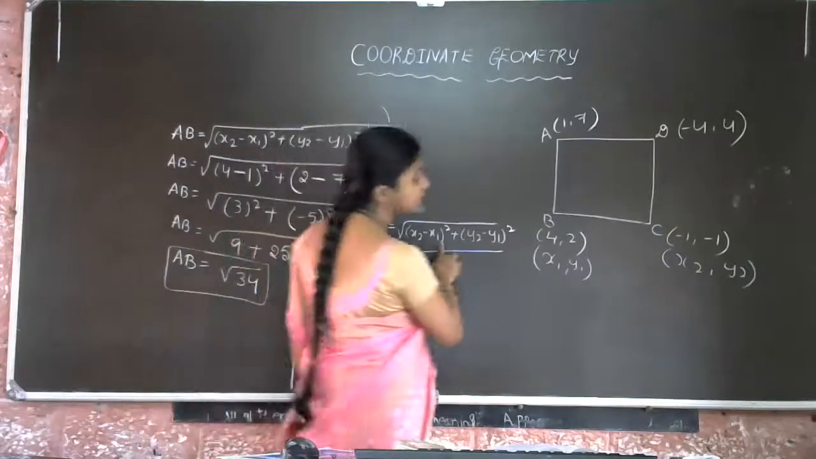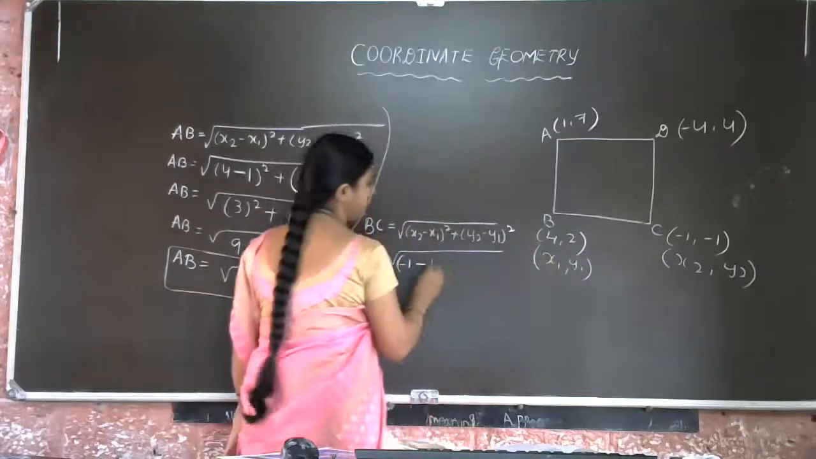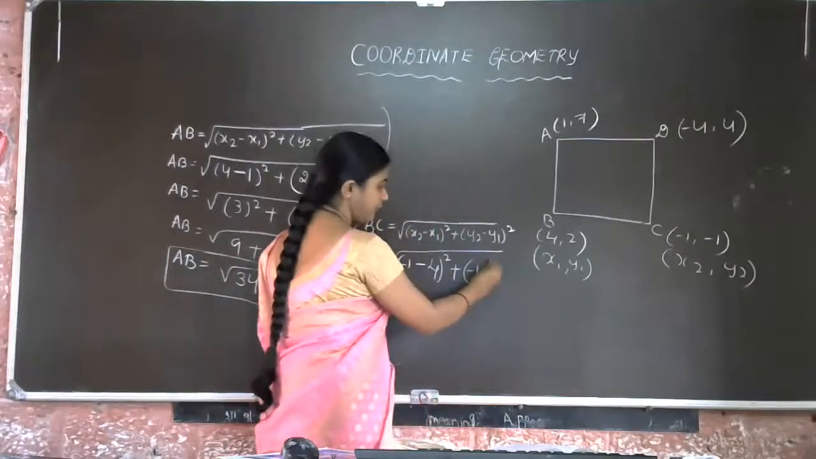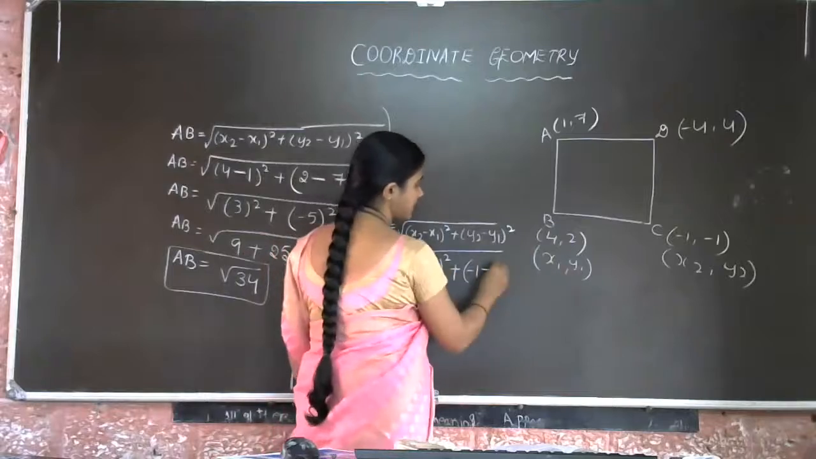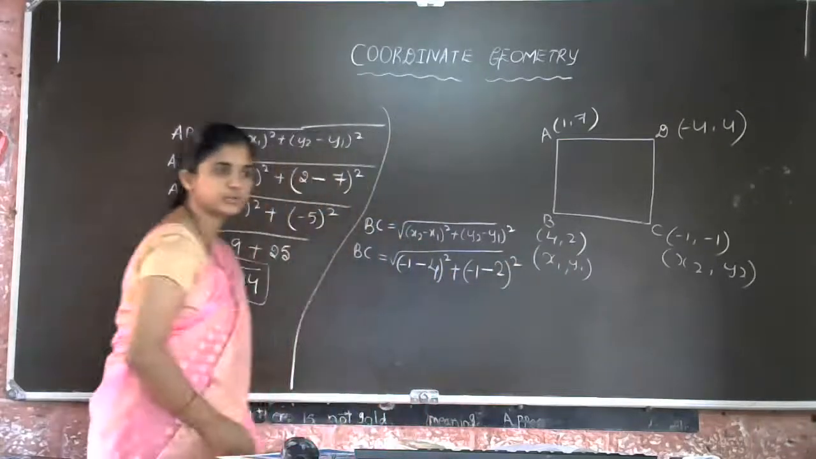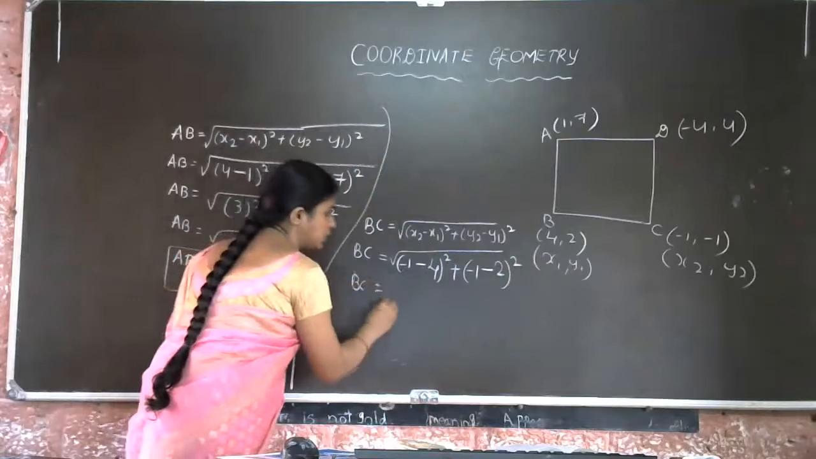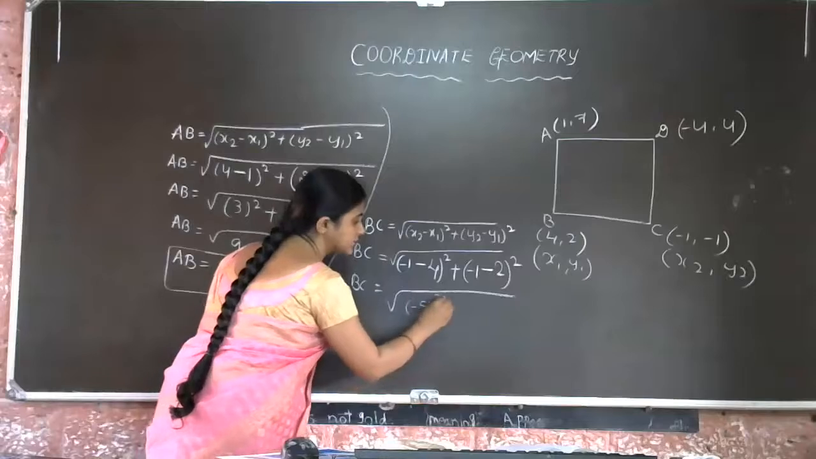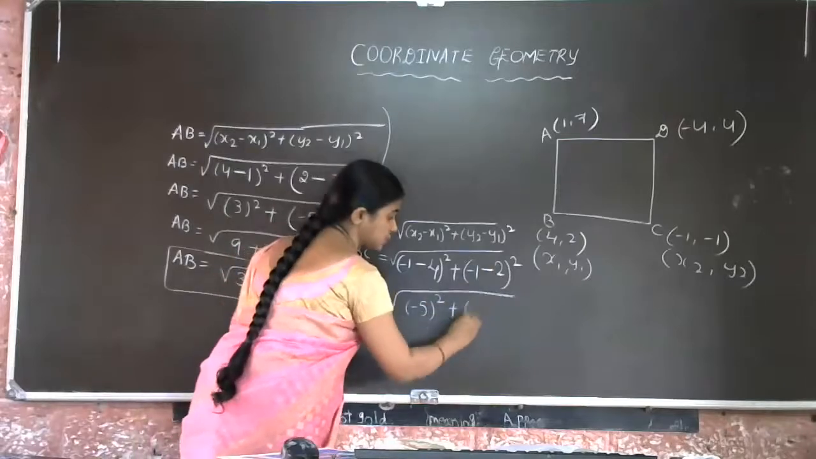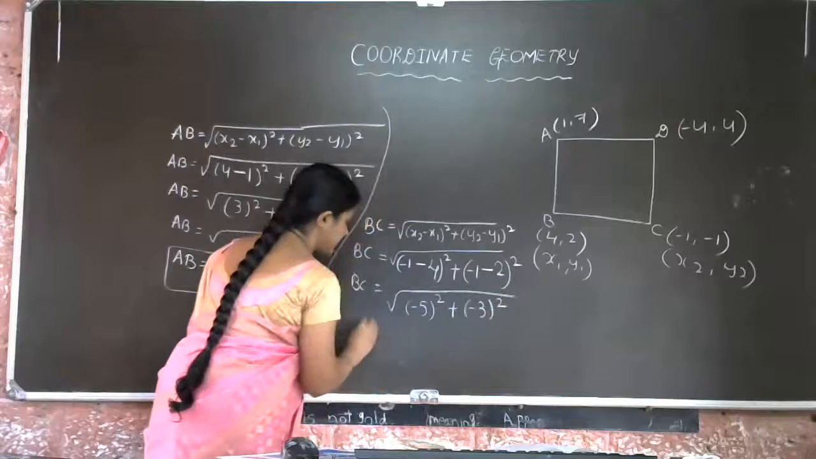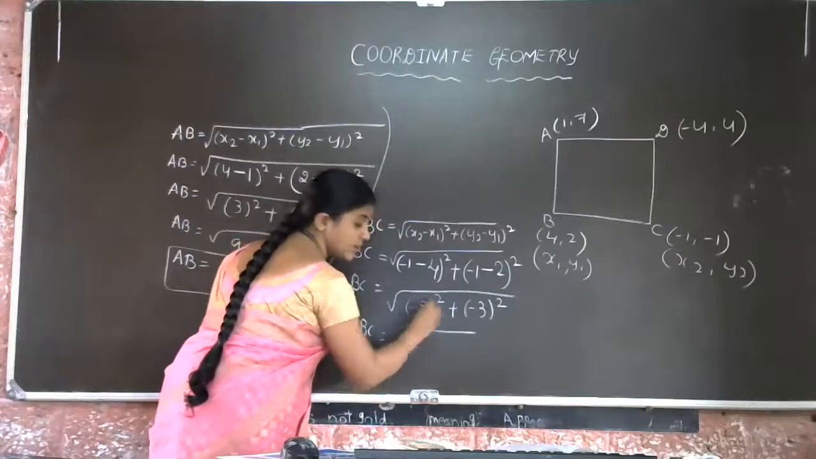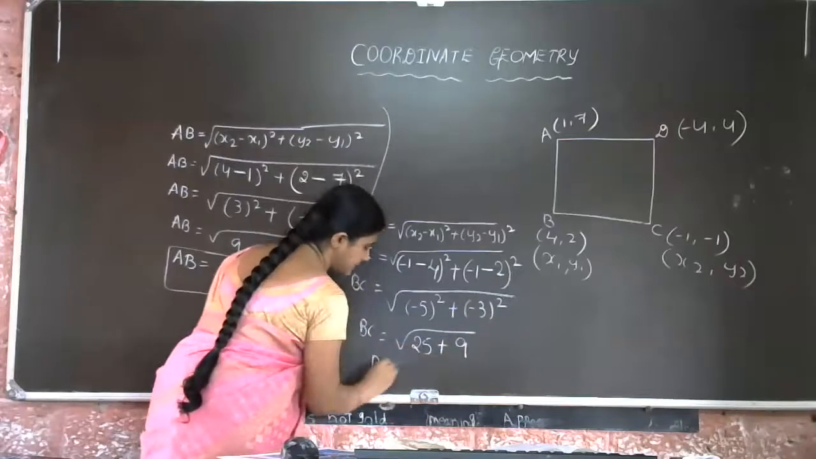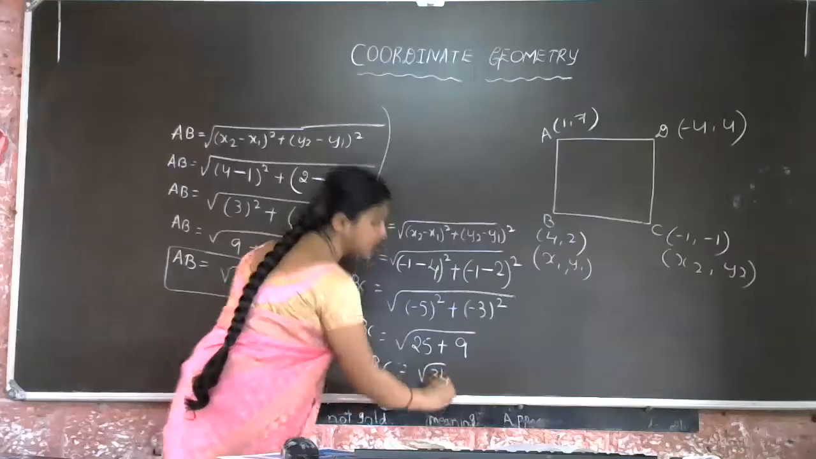Okay, so now x1 value is 4, whole square, plus y2 is again minus 1, in the formula minus 1. Next y1 is 2, whole square. Substitution. Yes, next BC is equal to square root of -1 minus 4, which is -5, whole square, plus -1 minus 2, which is -3, whole square. Then BC is equal to -5 whole square is plus 25. Then -3 whole square is plus 9. Then BC is equal to again root 34.